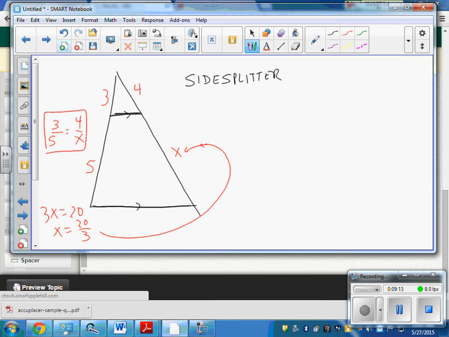Okay. Another variation on this is, again, we have this idea of a side splitter.